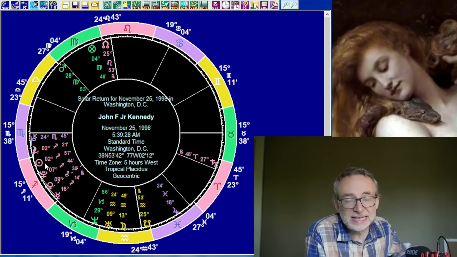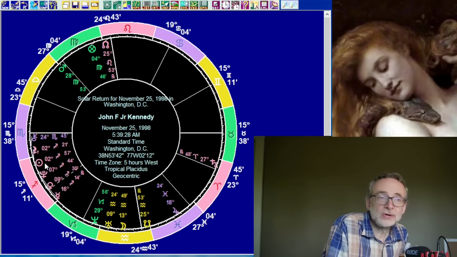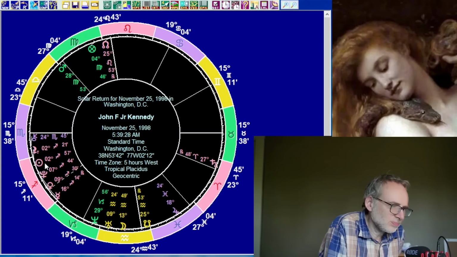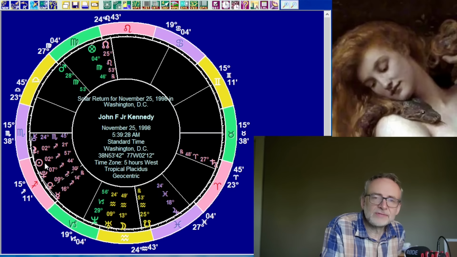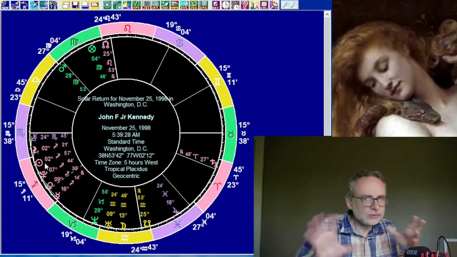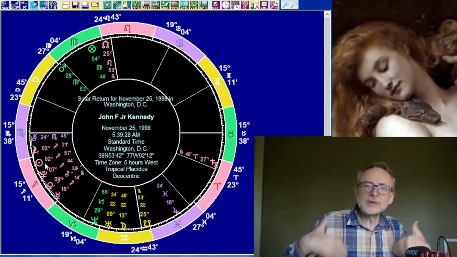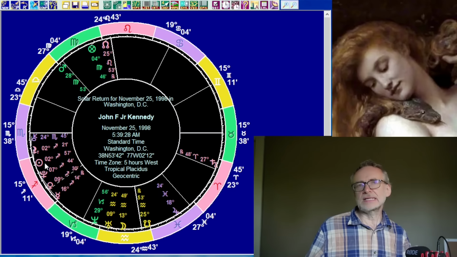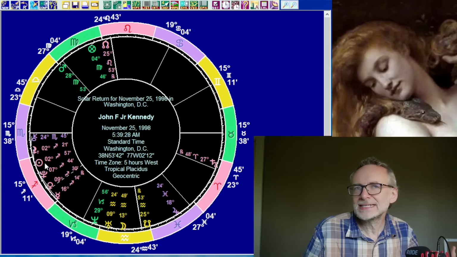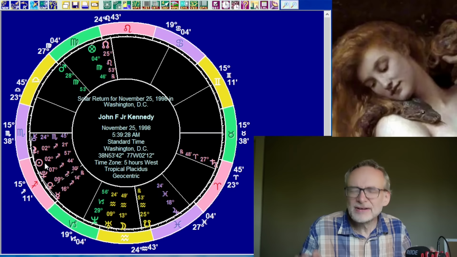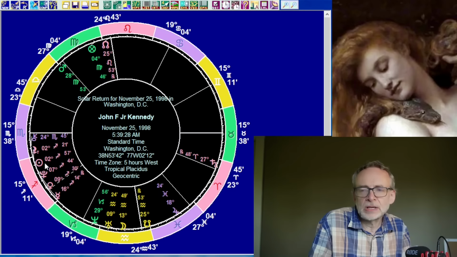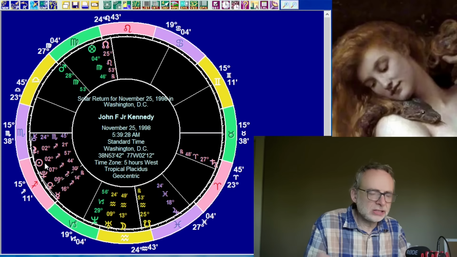Black Moon Lilith is conjunct his Sun. So I'm not saying that Black Moon Lilith was particularly powerfully configured at the time he was born, but certainly at the time of his death, Black Moon Lilith was all over the place. And so we get this idea that something bad is happening at night. And I did find that concept really interesting.